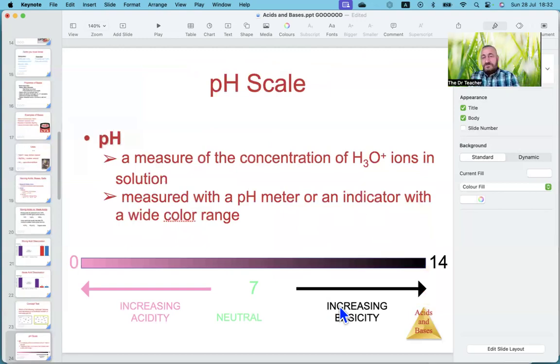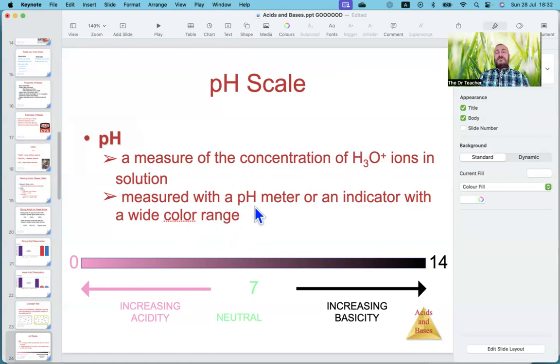pH. pH is a very important concept. It's a measure of the concentration of hydronium ions in solution. So that's the definition of the pH. It's a measure of H3O plus, or we call it hydrogen plus, or proton, or hydronium concentration in solution.